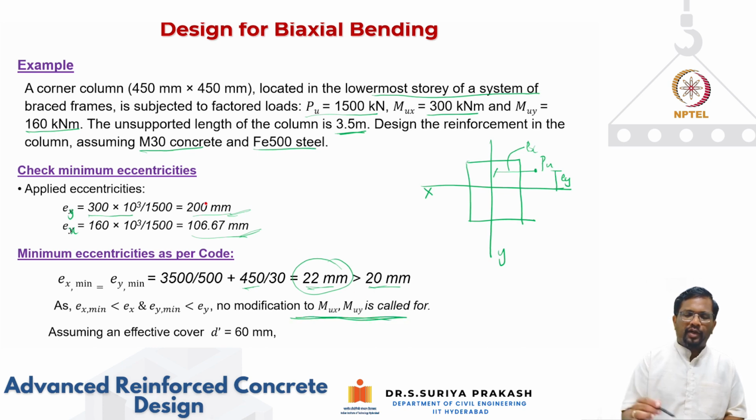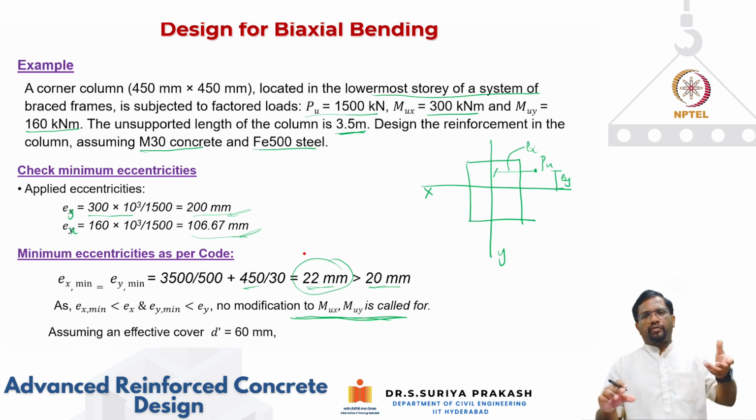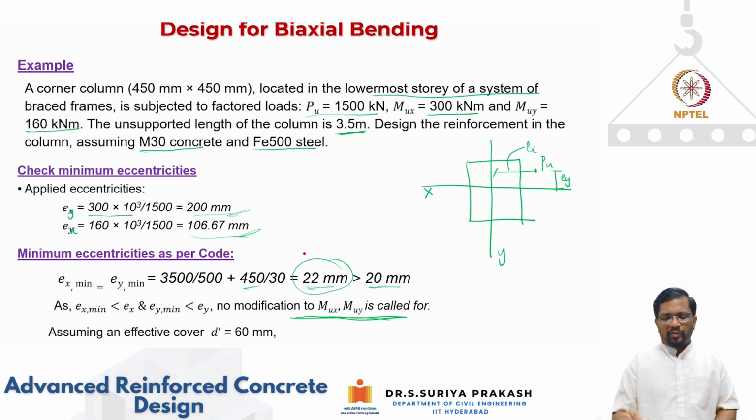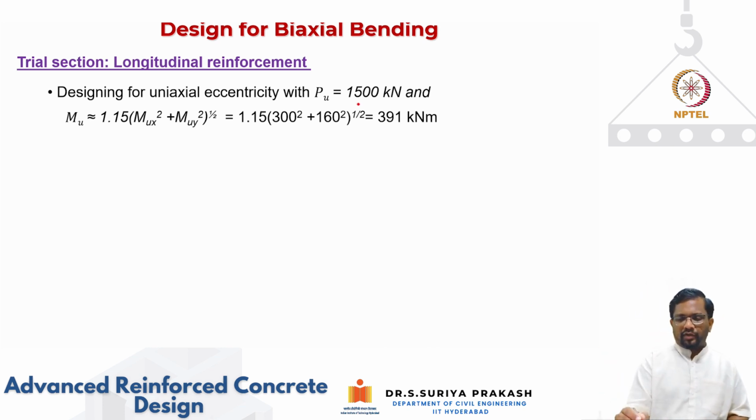If the applied eccentricity were, let's say, working out to be 10 mm, then we would need to at least consider an eccentricity of 22 mm. That will produce a bending of Pu multiplied by 22 in our design. But in this case, because the applied eccentricities are far higher than your minimum eccentricities, I don't need to do any modification. So let's assume an effective cover of 60 millimeter. Let's see now how to get your longitudinal steel. For this particular load of 1500 kilonewton, first I need to convert the demand, biaxial bending, into uniaxial bending.